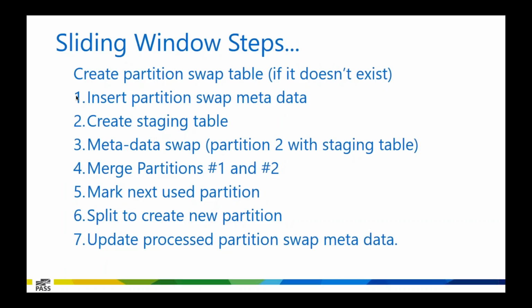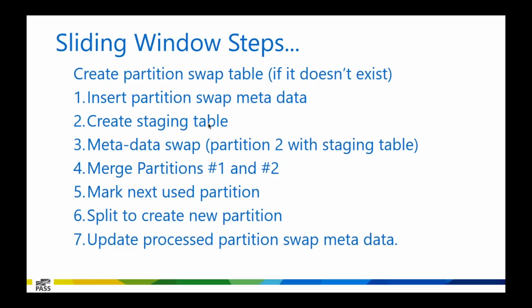But here's the basic process. I build a metadata table that keeps a record of everything we do through our sliding window. I'm going to insert that data into the table I'm creating before we make any changes. Then we're going to create our staging table, which is going to be identical.